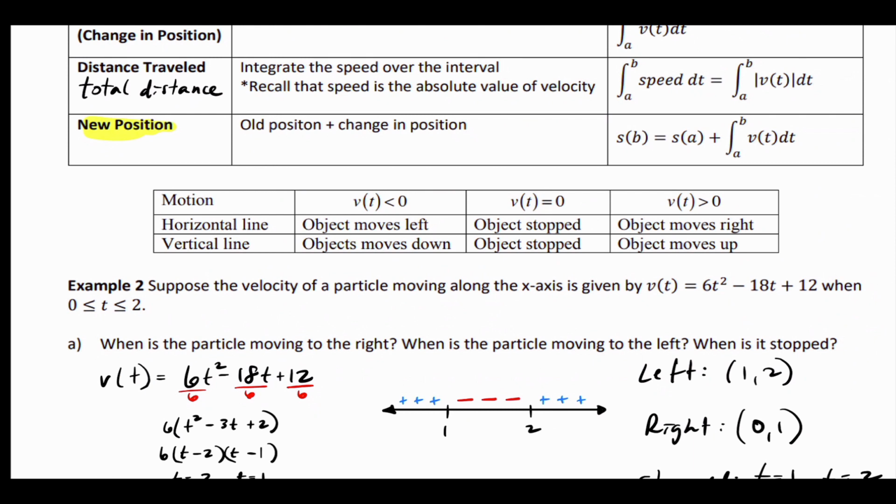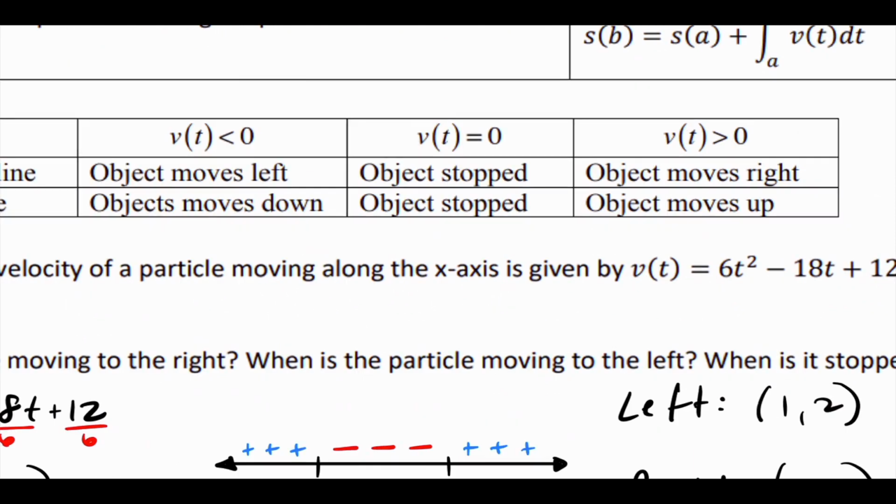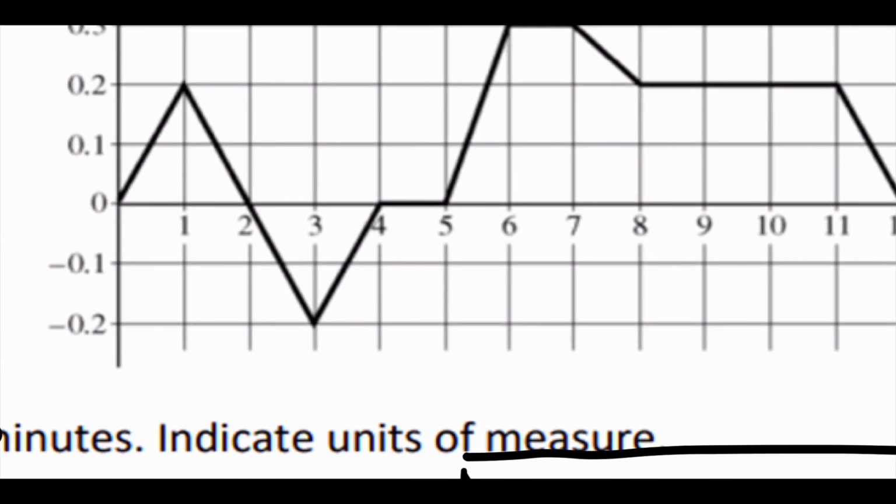Right there. Object stopped. Where does it stop on the graph? How do we know that? Because that's where it reaches 0. There you go. When velocity is 0, at minute 2, right there. That's where velocity is 0 because she had to turn back and go home.